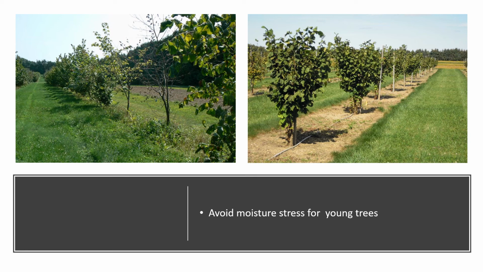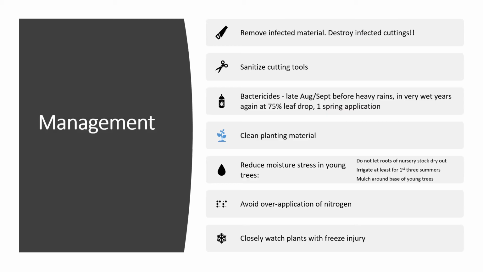In the orchard on the right, where the trees were irrigated regularly, there was still some bacterial blight exposure, but the trees were far more able to handle that because they were being irrigated and they weren't trying to deal simultaneously with a bacterial blight infection and lack of adequate moisture.